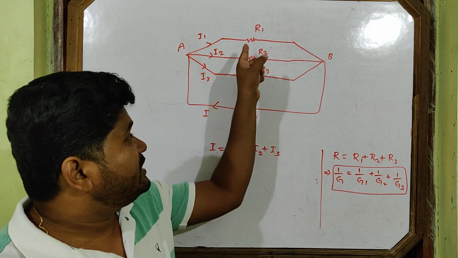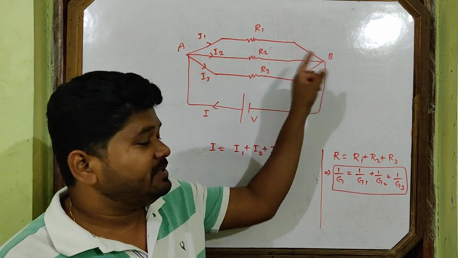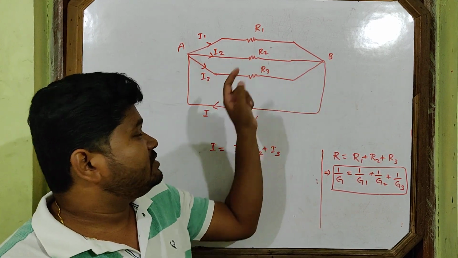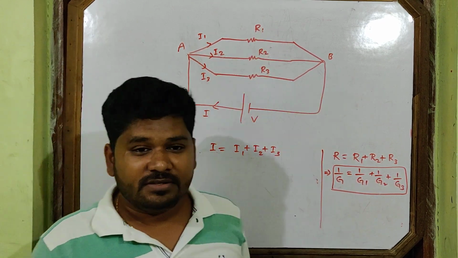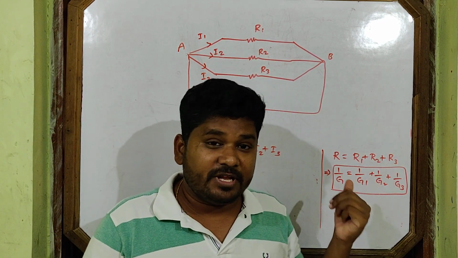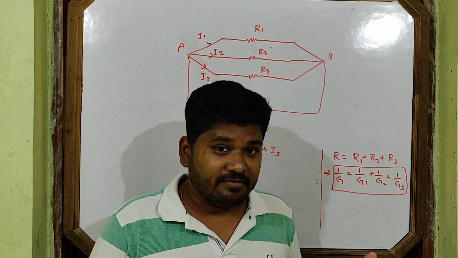Because when you find the potential difference, it will be VA minus VB. VA minus VB per R2, VA minus VB per R3, VA minus VB per R1. So for all the resistors, the potential difference will be the same.